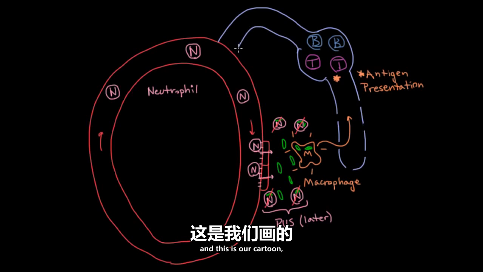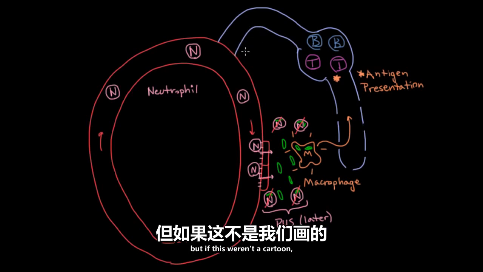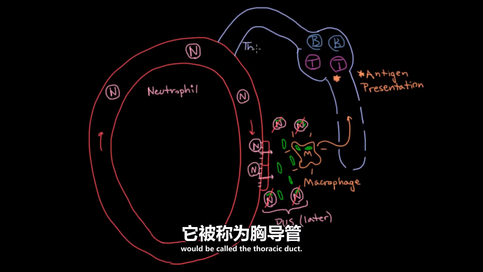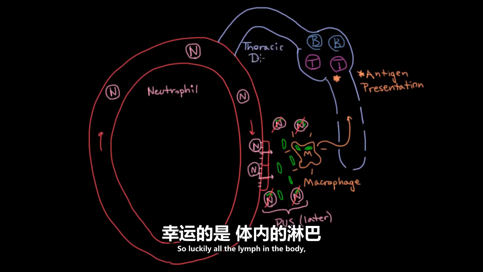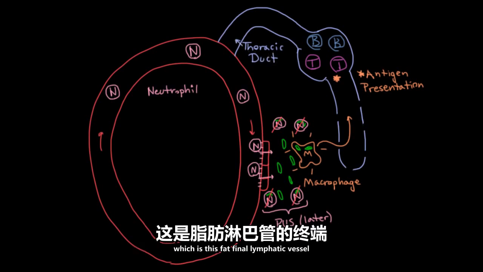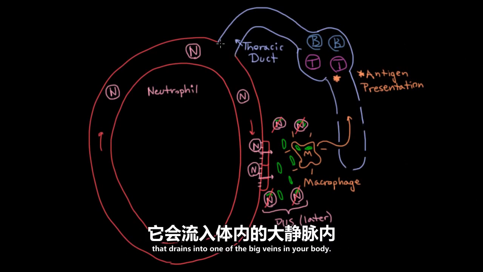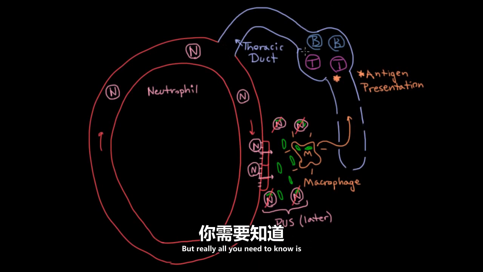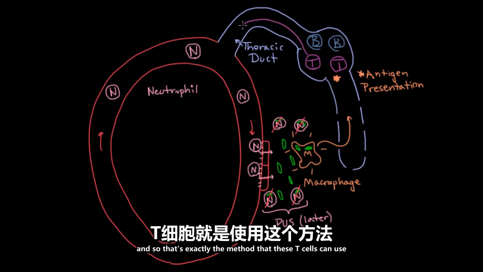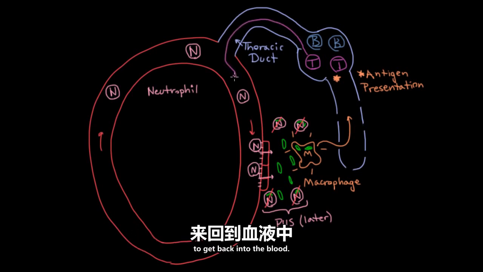And this is our cartoon, but if this weren't a cartoon, this end lymphatic vessel where the lymph fluid is going back into the blood would be called the thoracic duct. I'm just mentioning that for orientation. So luckily all the lymph in the body, the vast majority actually goes directly through the thoracic duct, this sort of fat final lymphatic vessel that drains into one of the big veins in your body. But really all you need to know is all lymph eventually drains into blood. And so that's exactly the method that these T cells can use to get back into the blood.